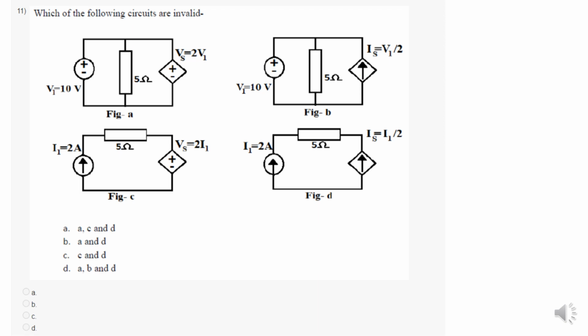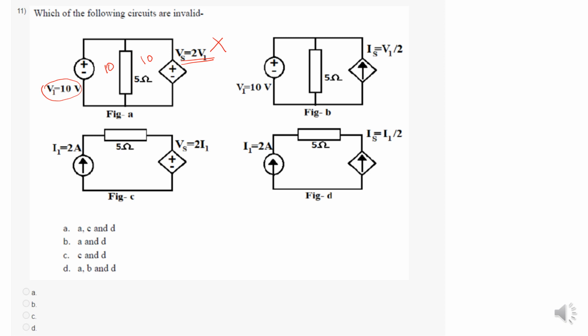Okay, next. Following circuits are invalid. So you have to mark the invalid circuit. See here, B1 is 10 volt, that is the supply. Here also 10 volt, here also 10 volt. These are parallel circuits, so all the voltages will be the same. But see here, Vs is 2V1. So this circuit is wrong.